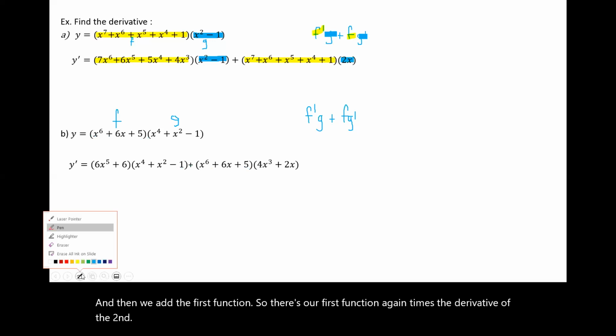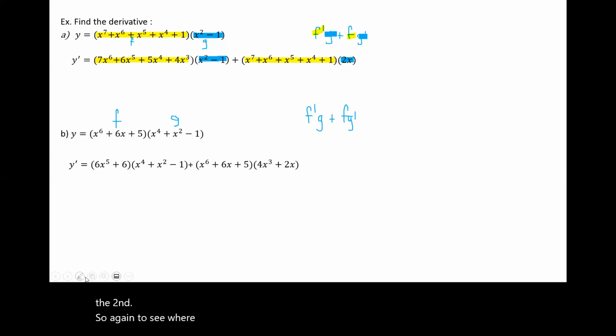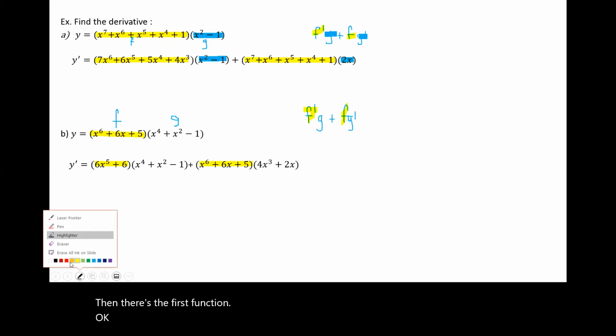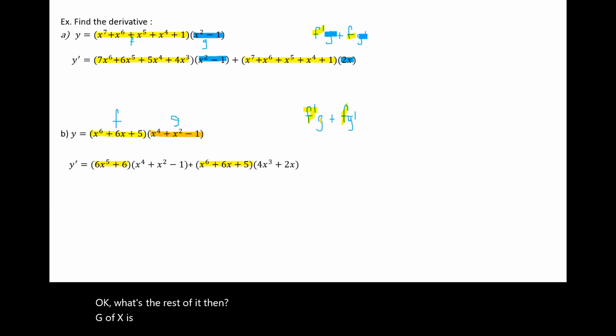So again, to see where everything is coming from. First function. Derivative of first function, first function. So there's the derivative, and there's the first function. Okay, what's the rest of it then? g of x is the second function that appears here, and then its derivative. So g of x unchanged, and then the derivative. So that's it. It's a fairly quick rule.